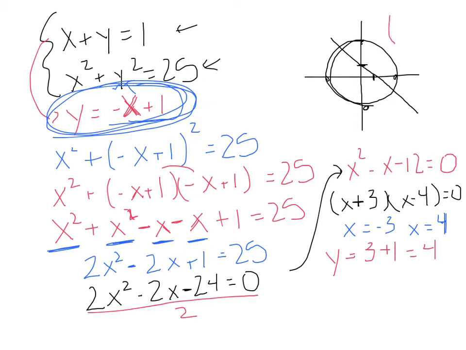I'm going to write it up in the corner. When x is negative 3, y is 4. Now our second solution will come because y equals negative x, so negative 4, plus 1, which equals negative 3. So our second solution is when x equals 4, y equals negative 3.